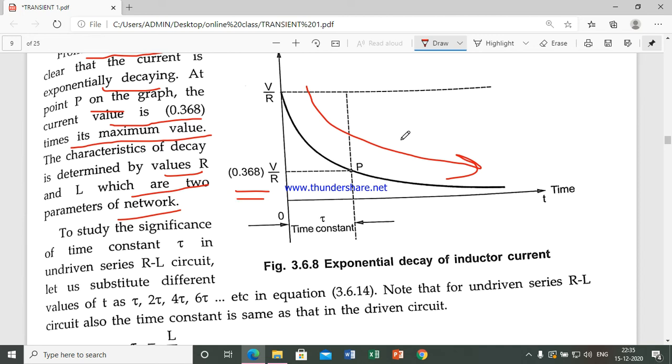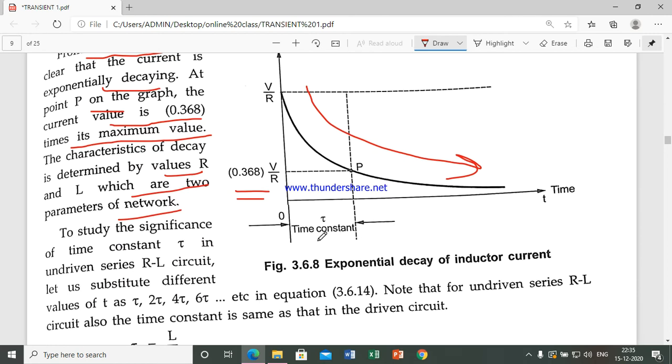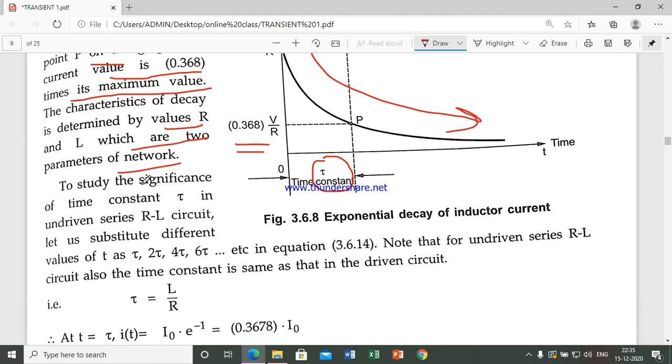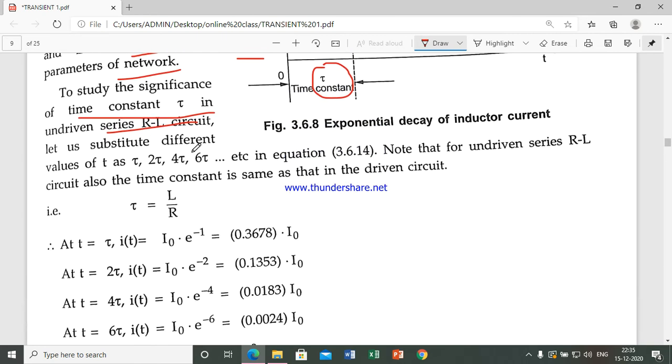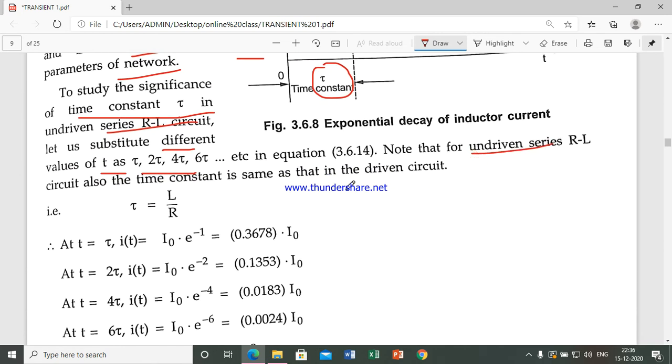Here you can see that the inductor energy does not decrease to zero immediately. It will take a particular time duration. This duration is represented by the parameter, the time constant tau. To study the significance of the time constant tau in an undriven series RL circuit, take different values of t, that is t equal to tau, 2 tau, 4 tau, 6 tau, like this. For an undriven series RL circuit, you can substitute the value of tau as L by R.